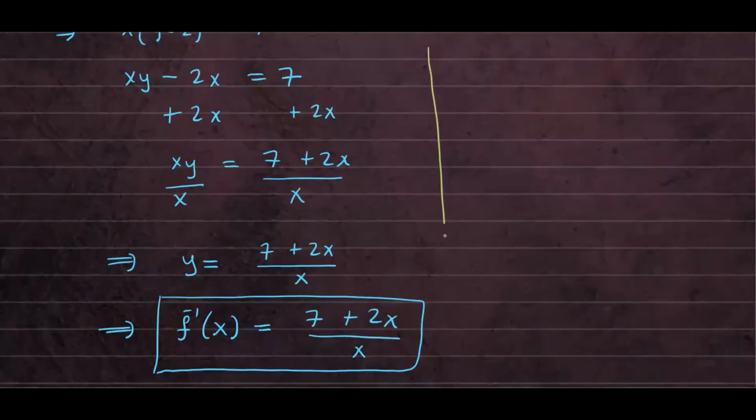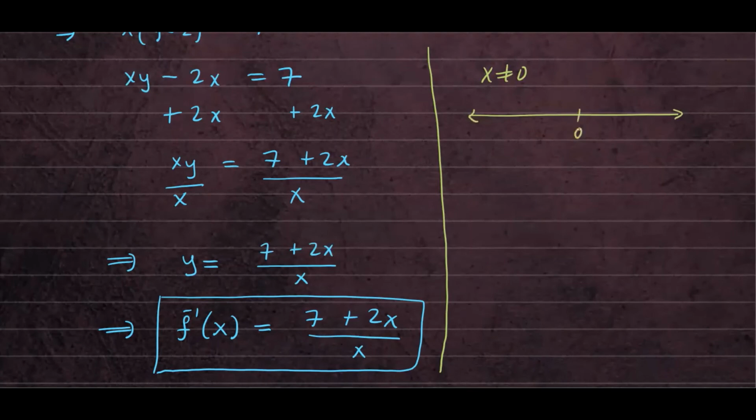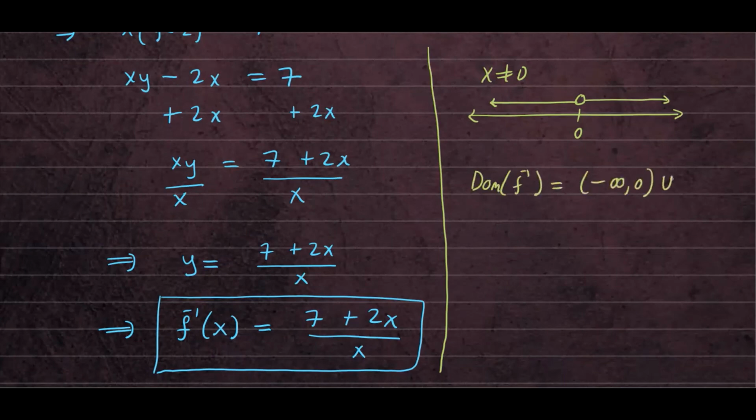Okay, so now that we have our formula, I want to find the domain of this. Well, we see that this is a rational function. So let's assume all real numbers make sense, except when the denominator is 0, it doesn't make sense. So when is the denominator 0? When x is exactly equal to 0. So we know x cannot be equal to 0. So that means the domain of this function is going to be negative infinity to 0, and then 0 to infinity. So we know the domain of the inverse is equal to negative infinity to 0, union 0 to infinity.